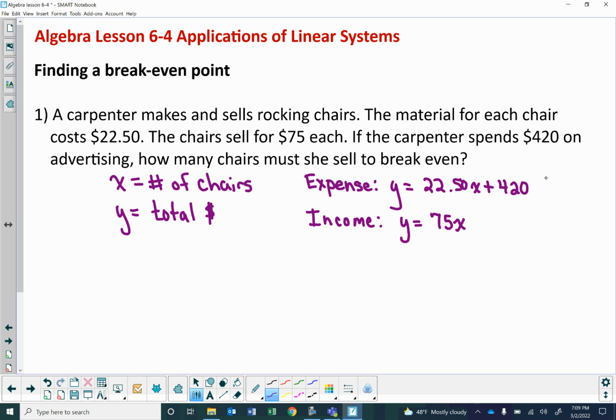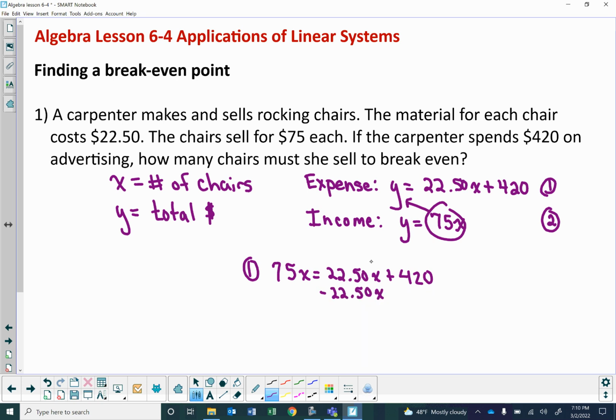Okay, so I will number the top equation 1 and my bottom equation 2. I'm going to take equation 2, and every time I see a y in equation 1, I'm going to substitute in 75x. So this 75x is going to move into that portion of the equation. So I have 75x equals 22.50x plus 420. Now I have this all in terms of one variable, fairly simple to solve. I'll subtract 22.50x from both sides.